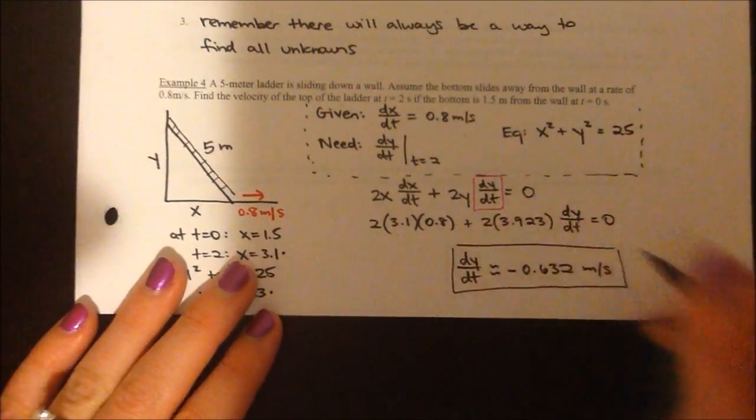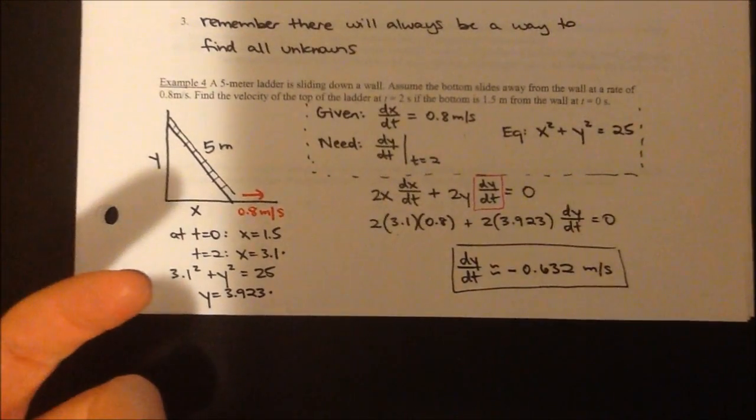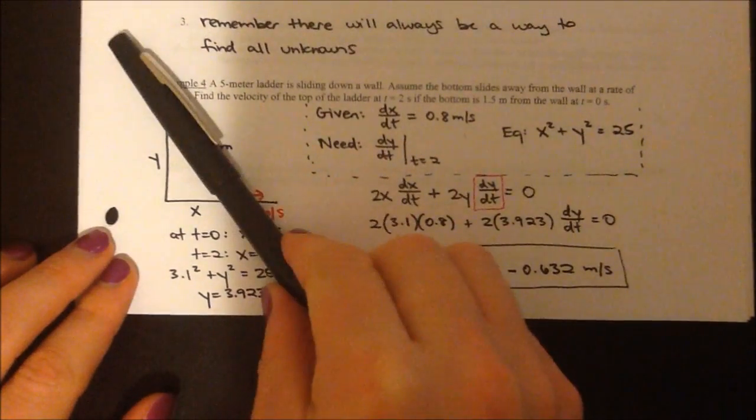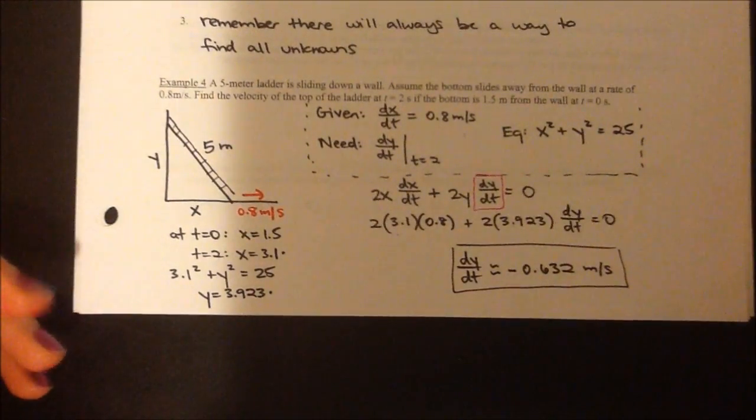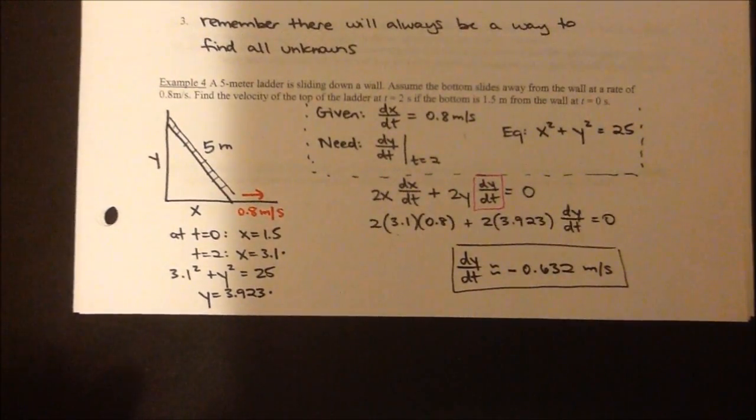And the negative should make sense. What that means is that the length of y is actually shrinking as time goes on, which, like I said, should make sense. If you're taking this ladder and it's slipping down the wall, as x grows, y is going to shrink. It's not possible at all for both of them to grow unless the ladder was growing, which it's not. So that's our first one.